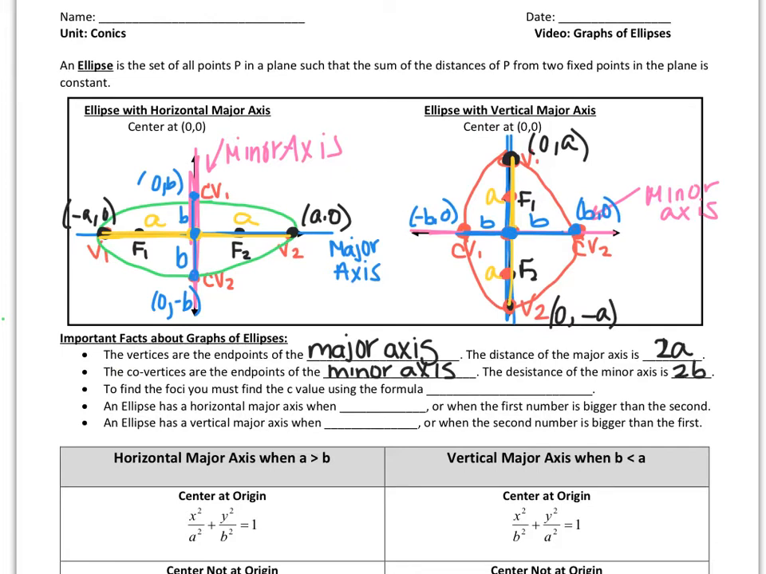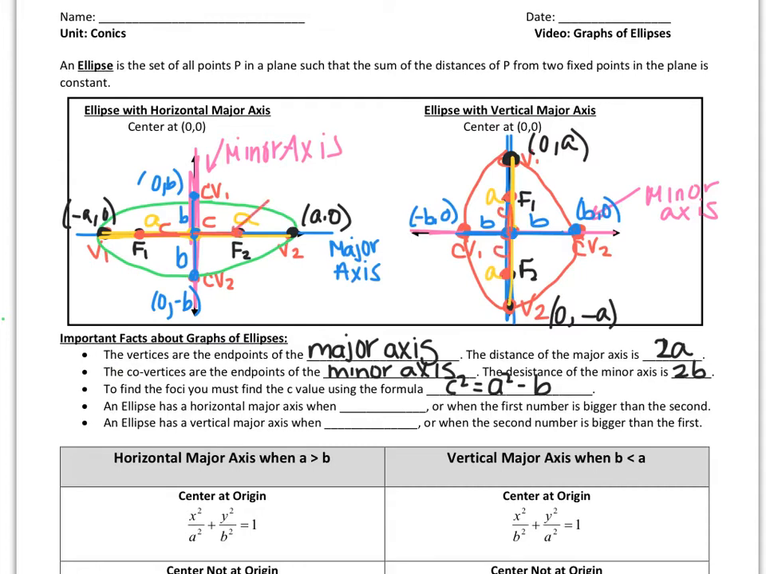Okay, to find the foci, you must find the C value using this formula. This formula is C squared equals A squared minus B squared. That will help us find the coordinates of our foci. Just to reiterate, my foci are here and here. The distance from here to here is C, and the distance from here to here is C.